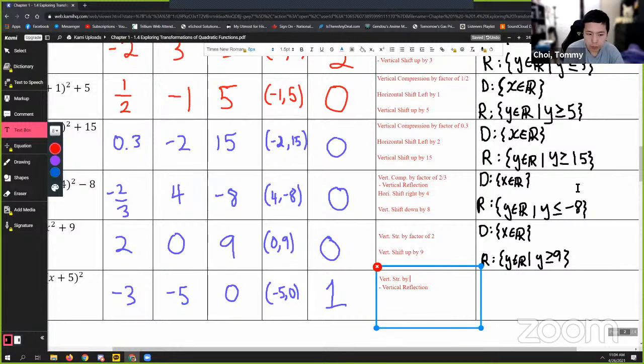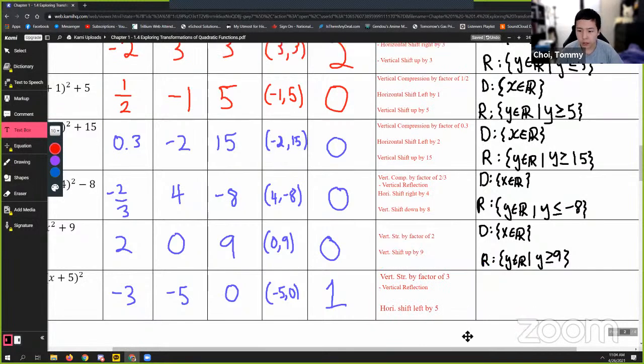Vertical stretch by factor of 3. Horizontal shift left by 5. There is no vertical shift for this one. Let me see if I can write this a little bigger. Maybe space it out a little more, so that's easier to read. There we go.